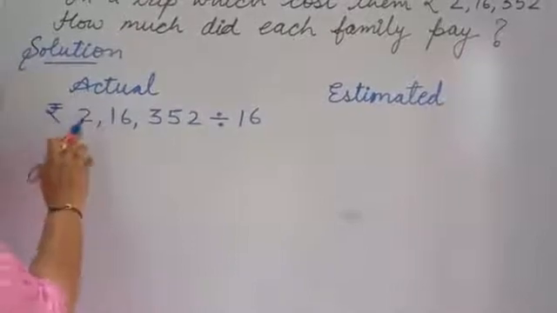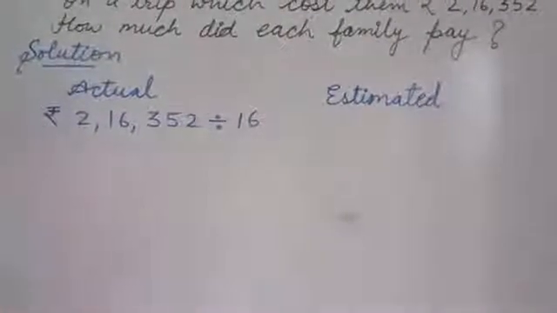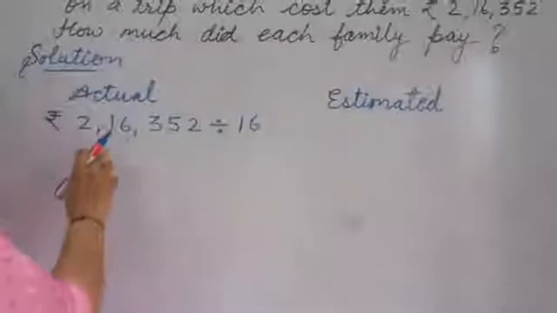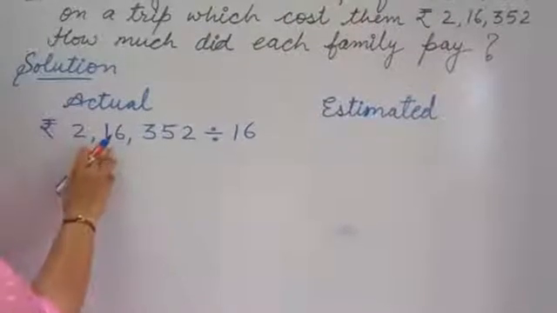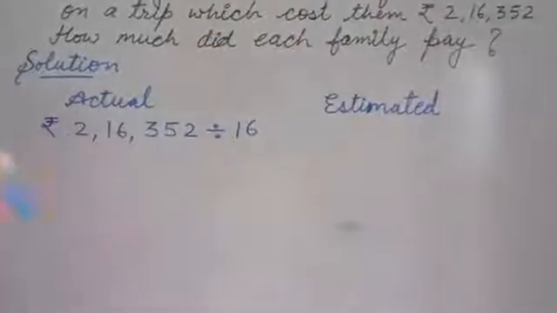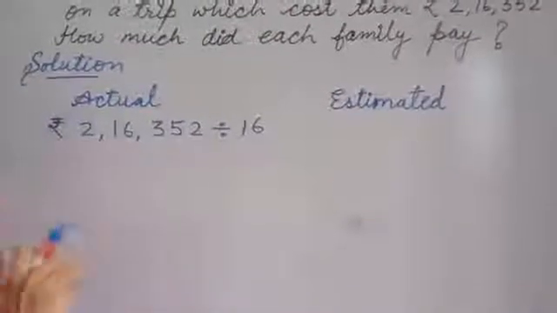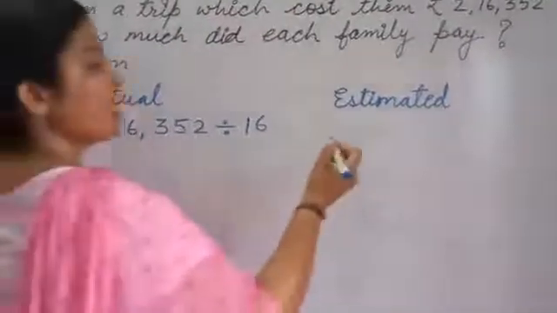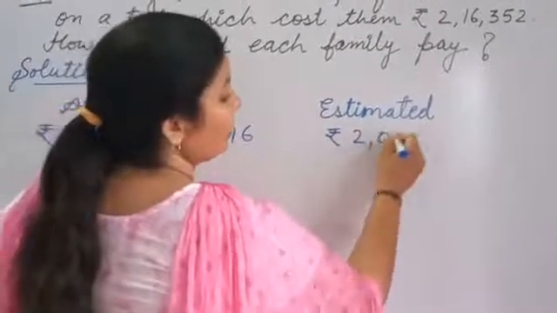So for rounding of lakh we will check here the 1000. In 1000 what do we have? In total in 1000 we have 16. In 10,000 we have 1, and 1 is less than 5. That means we will not increase it. It will remain 2 lakhs. So here it is rupees 2 lakhs.